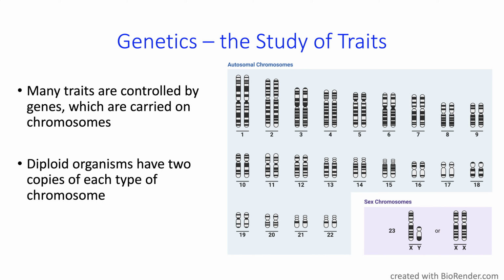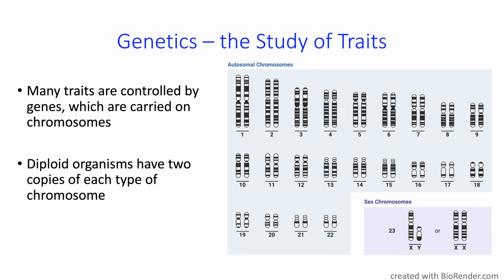Genetics is the study of inheritance and specifically how traits are inherited. Traits can be physical characteristics such as size, coloration, or blood type. Traits can also include behaviors or predispositions to disease. Many traits are controlled either wholly or partially by genes, which are carried on chromosomes.